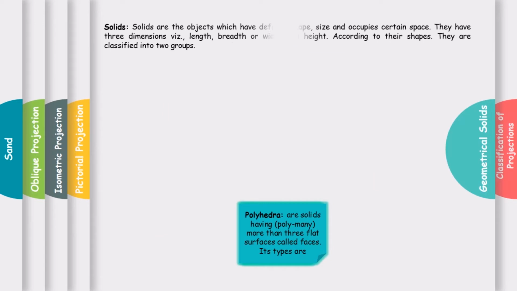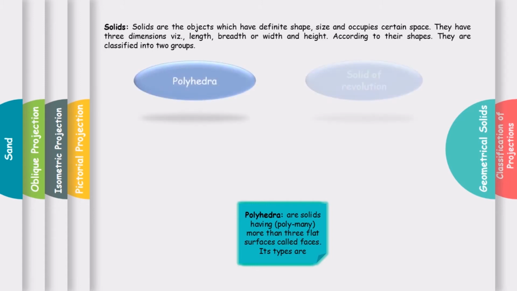Let's move further to geometrical solids. Solids are the objects which have definite shape, size, and occupy certain space. They have three dimensions, which are length, breadth or width, and height. According to their shapes, they are classified into two groups: polyhedra and solids of revolution.